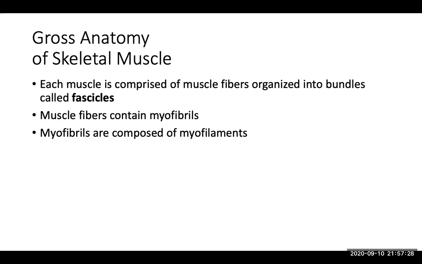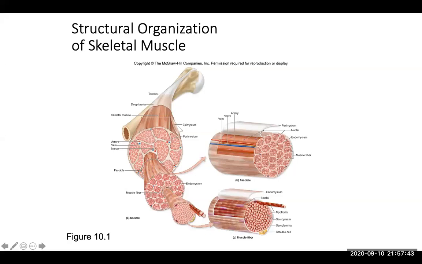The gross anatomy of skeletal muscle: each muscle is comprised of muscle fibers organized into bundles, which we call fascicles. The muscle fibers contain myofibrils, and myofibrils are composed of myofilaments. And this is just a great picture really explaining the structural organization of skeletal muscle. You can see here's a whole muscle, most likely the biceps brachii. And here are all of the fascicles that you can see inside a whole muscle.